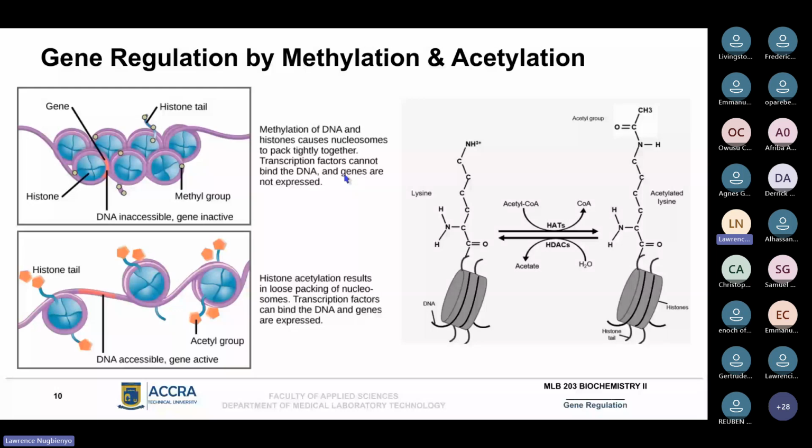Okay, so we start with gene regulation in eukaryotes, and the first thing we look at is two major processes that are involved in the regulation of genes in eukaryotes.